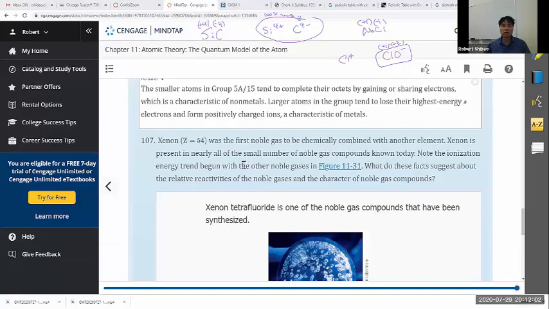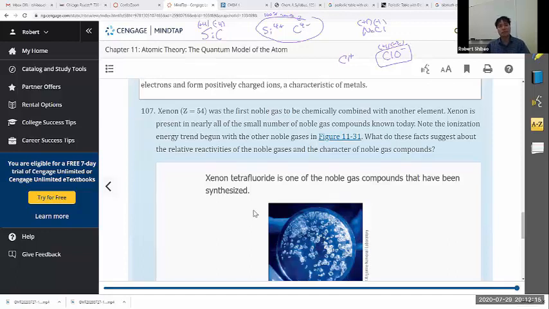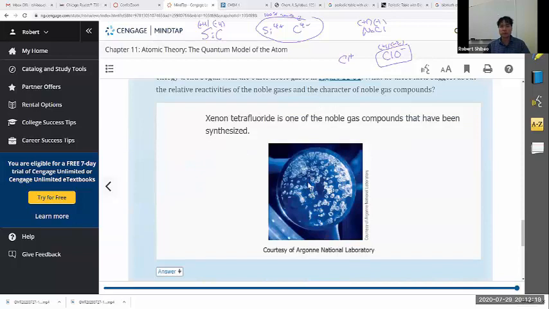Note the ionization energy trend. Xenon is the biggest one out of helium, neon, argon. What do these facts suggest? Helium does nothing because helium is too small. Xenon tetrafluoride is here. These aren't stable, these decompose.